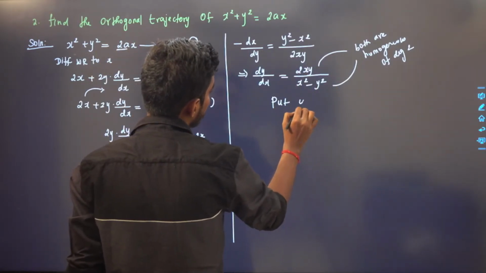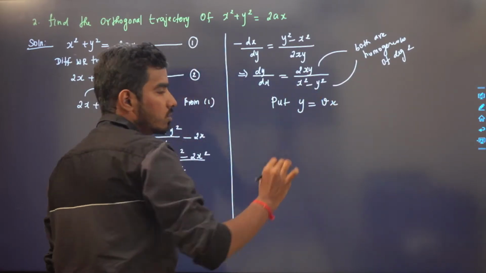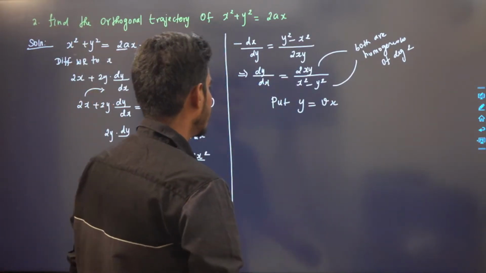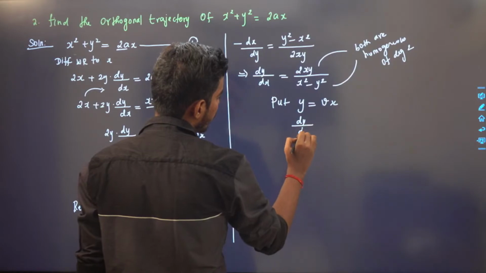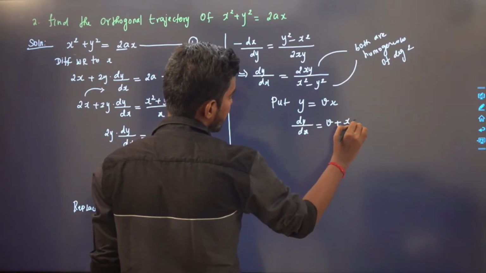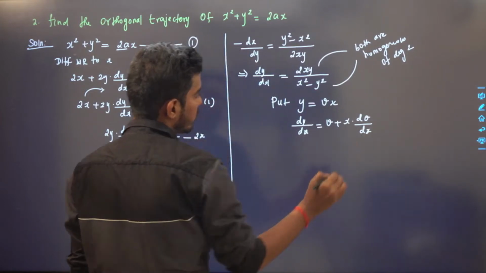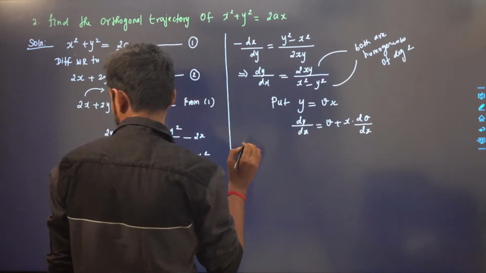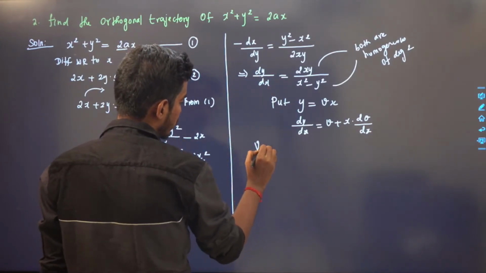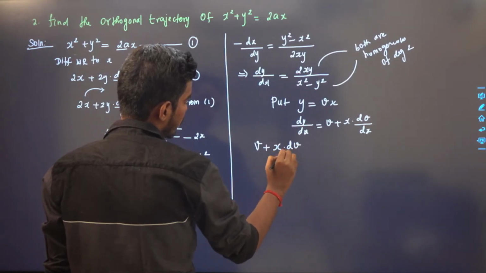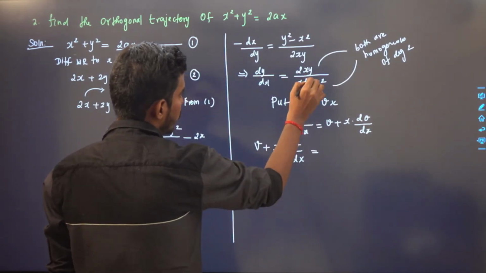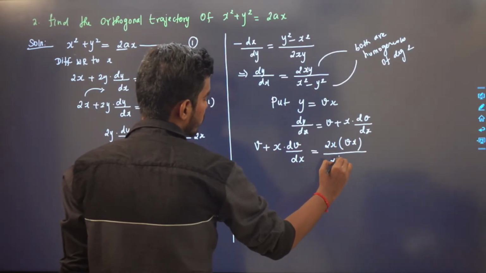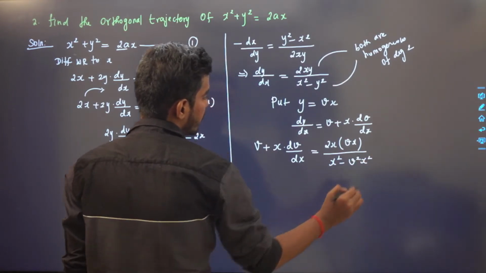So how do you solve? Put y is equal to vx. You know how to solve this equation, right? Very simple. The solution of this differential equation is the orthogonal trajectory. So put y is equal to vx. Therefore your dy by dx will be v plus x into dv by dx, right? Product rule. So dy by dx is v plus x into dv by dx, and you have to replace this 2xy by 2x into vx divided by x square minus v square x square, right?